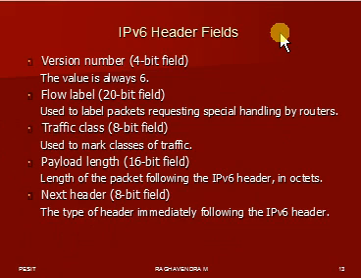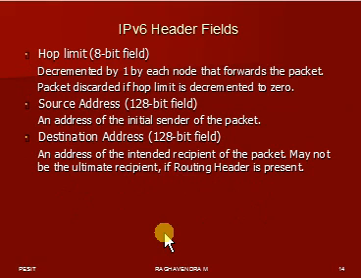So as I told, the IP version 6 header field version number is a 4-bit field, and the value is always 6. The flow label is a 20-bit field used to label the packet requesting special handling by routers. The traffic class, which is an 8-bit field, is used to mark the classes of traffic, and the payload length, which is a 16-bit field, is the length of the packet following the IP version 6 header in octets. The next header is an 8-bit field, the type of header immediately following the IP version 6 header. And hop limit is an 8-bit field, decremented by 1 by each node that forwards the packet, and the packet is discarded if hop limit is decremented to 0.